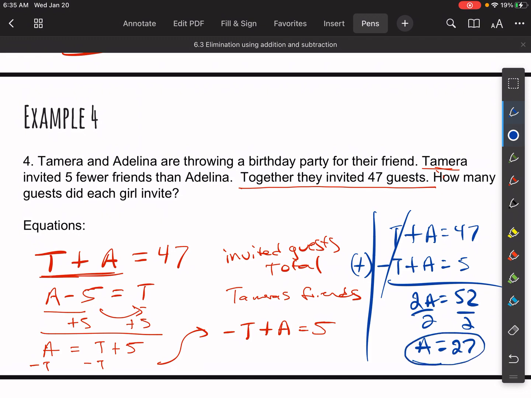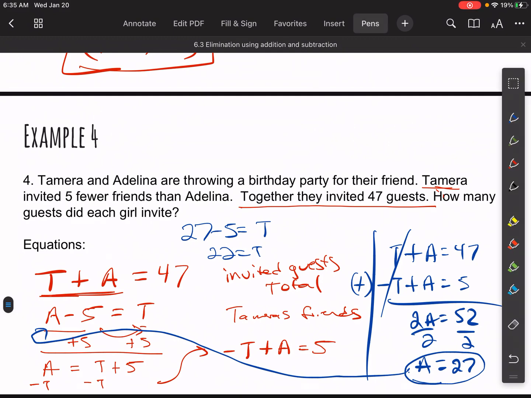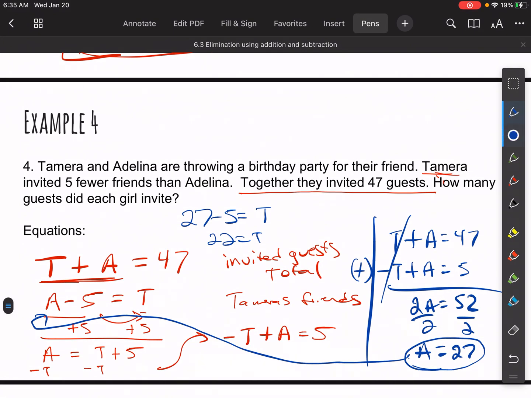I can plug that back in for A in either equation. Okay, so I'm going to plug it back into the second equation actually. So 27 minus 5 would give me T. 27 minus 5 is equal to 22. Okay, and let's just make sure that that makes sense before we move on here. So we have 22 from Tamara, 27 from Adelina. If you add those together, you get 49, right?